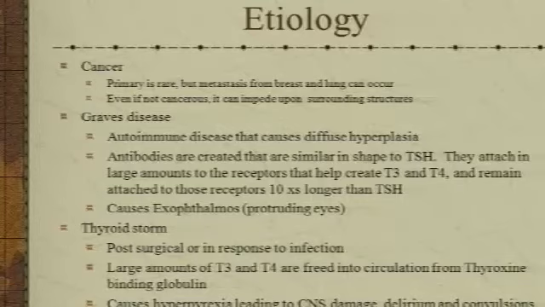Etiology. So cancer would be obvious. Metastasis from the breast and the lung, I think, is kind of common. If you think of it lymphatically speaking, that would be an easy transition from the breast and the lung to the thyroid. Graves' disease, an autoimmune disease, is going to cause that hyperplasia, okay? This is interesting. With Graves' disease, antibodies are created that are similar to thyroid stimulating hormone.